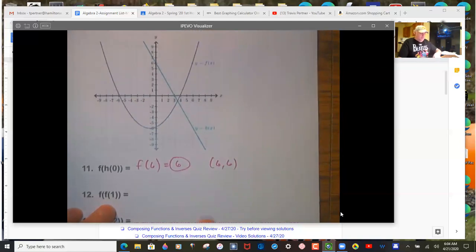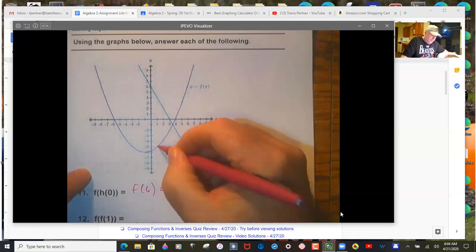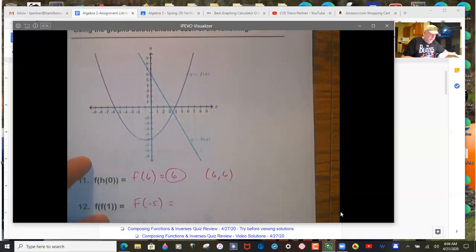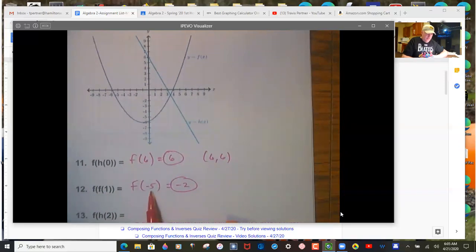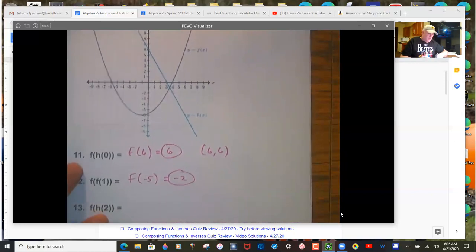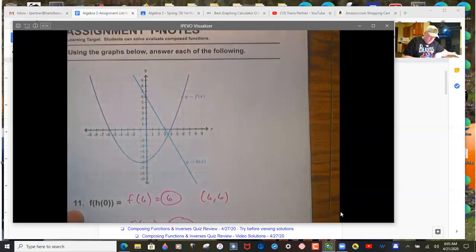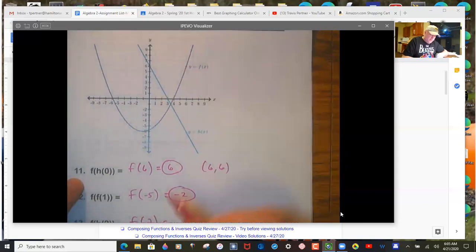F of 1. So we go to the quadratic. F of 1 is -5. So now we do f of -5, and that is -2. So you just go to the next, this answer becomes the next x value. F of h of 2. So on the line, h of 2 is 2. And then we want to do f of 2. So these are x values that you look at.